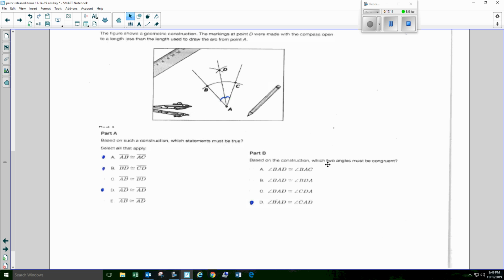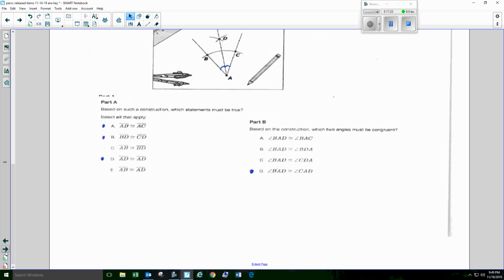Okay, there's those three. And based on the construction, what two angles must be congruent? Obviously, we just did an angle bisector. So this angle must be equal to this angle. So just naming the angle correctly. BAD and CAD congruent. All right, next.